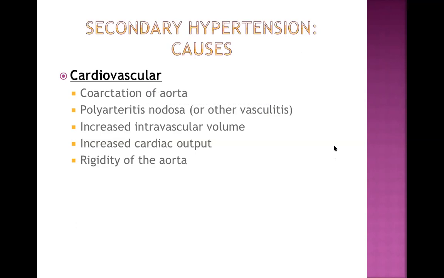Now, another one is polyarteritis nodosa or other type of vasculitic disorder. Any type of vasculitic disorder can lead to hypertension because they cause inflammation on the wall of the blood vessel, which will make the lumen narrow, and this will cause increased peripheral resistance. Increased intravascular volume. Now the blood volume itself is high.